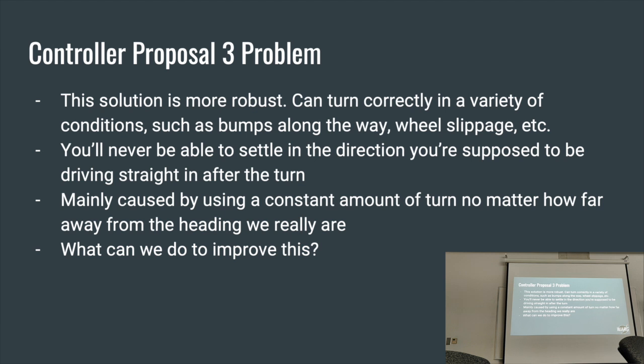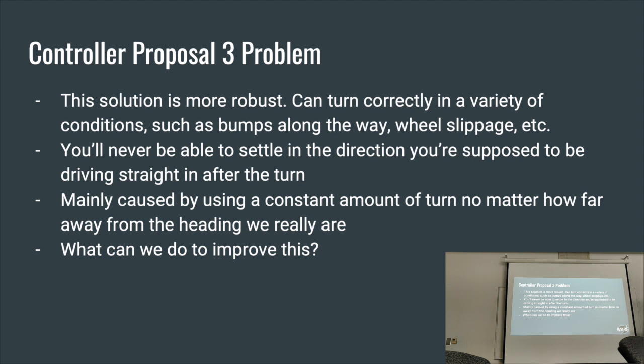So this solution is more robust though, right? Because now we have a sensor on our system, so if we have any bumps along the way, or wheel slippage, we don't care. We can correct for it, right? Our system doesn't care. As long as our heading matches, it doesn't matter what kind of obstacles we're facing. So the previous conditions that I mentioned about the incline would all be resolved. We would still end up at a 90 degree angle, assuming that we've set a good constant turn radius.